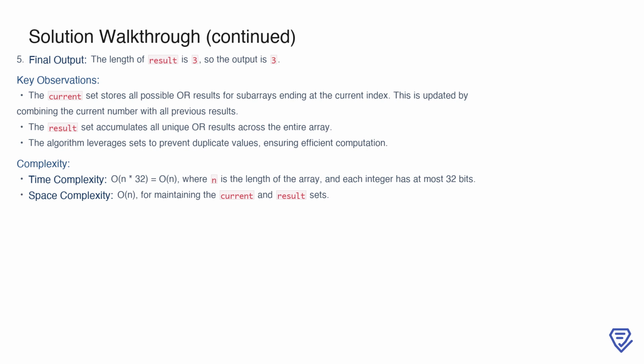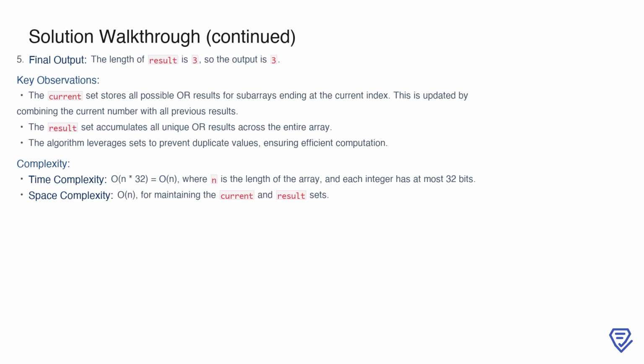The current set captures all possible OR results for subarrays ending at the current index. It is updated by combining the current element with all previous results stored in current, ensuring we systematically account for every subarray. Meanwhile, the result set accumulates all unique OR values across the entire array. Using sets allows us to avoid duplicate values and ensures efficient computation.